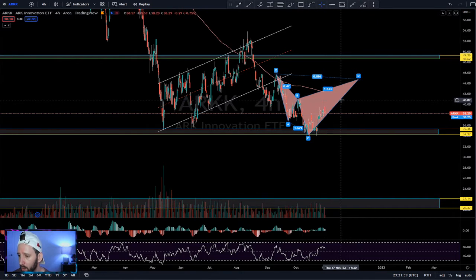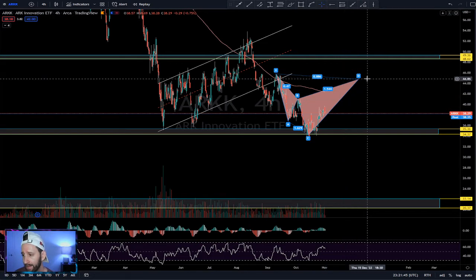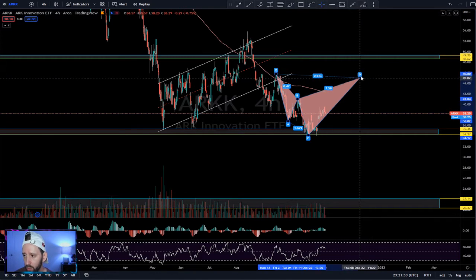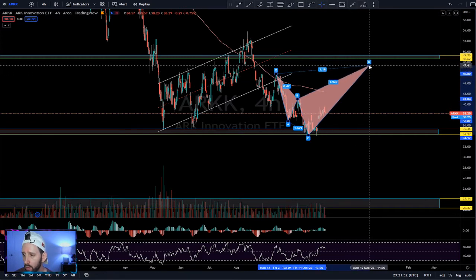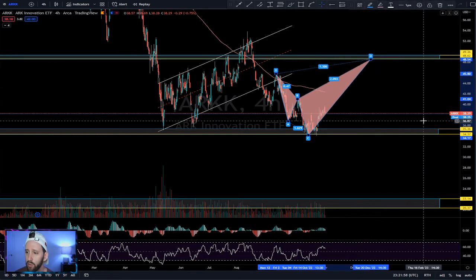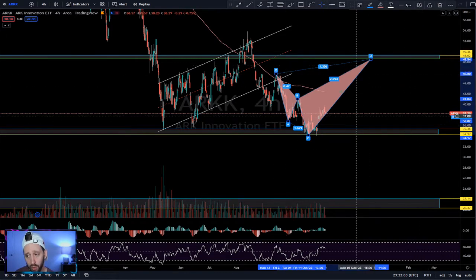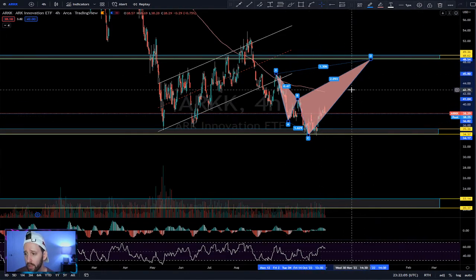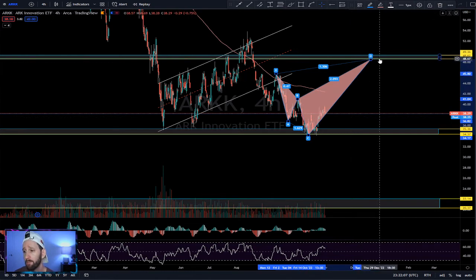So get back above 40.82. Look for this pattern to complete at D. That's your first stop. Second stop, if you want to get real bullish, is going to be the 1.13. Incredible, what confluence. So let's see what the markets bring. If we do see this bullish follow through, first stop's the 0.886, second stop's the 1.3.